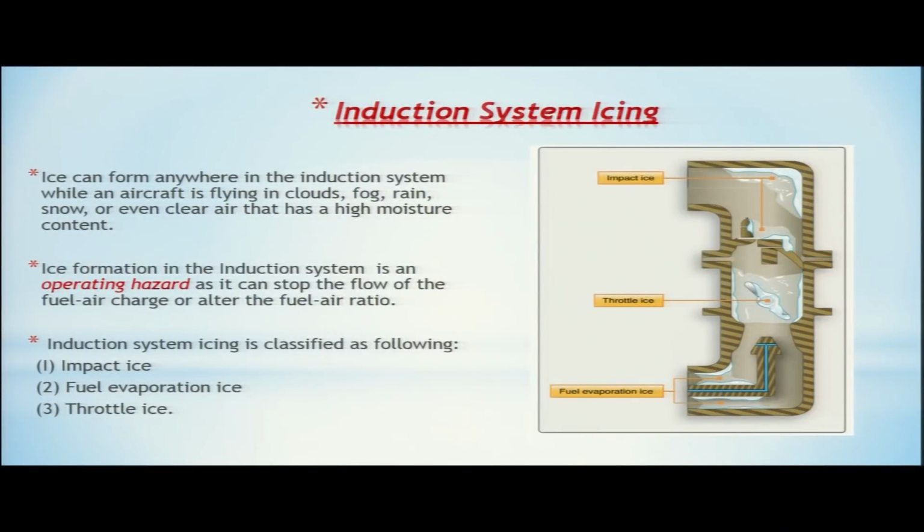Now, what is induction system icing? We have been talking about carburetor heat which prevents icing in the system. So, what is induction system icing? Ice can form anywhere in the induction system while an aircraft is flying in clouds, fog, rain, snow or even clear air that has a high moisture content. So, when your aircraft is flying in these conditions, ice can form in the induction system.